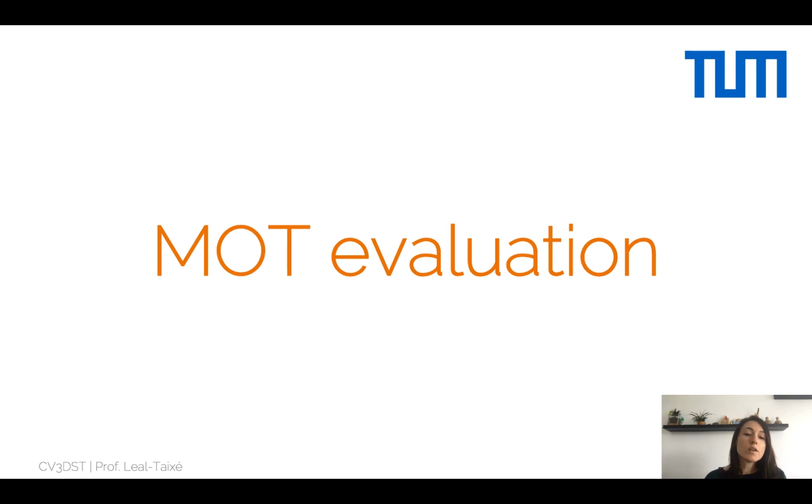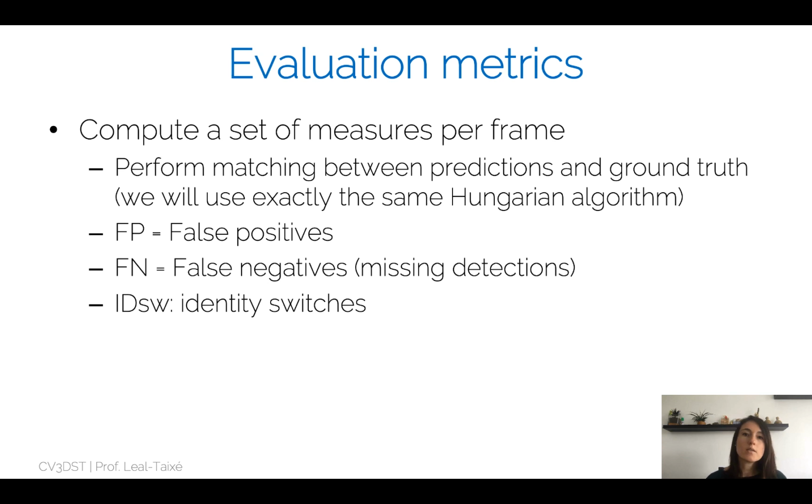Okay, so in order to end the lecture, we will talk about MOT evaluation. So evaluating multiple object tracking. How do we actually do this, and what kind of benchmarks do we actually use? It turns out that there's a set of metrics that we're going to use to evaluate multiple object tracking. First of all, the first thing that we need to do to evaluate the results is to match our predicted trajectories with ground truth trajectories.